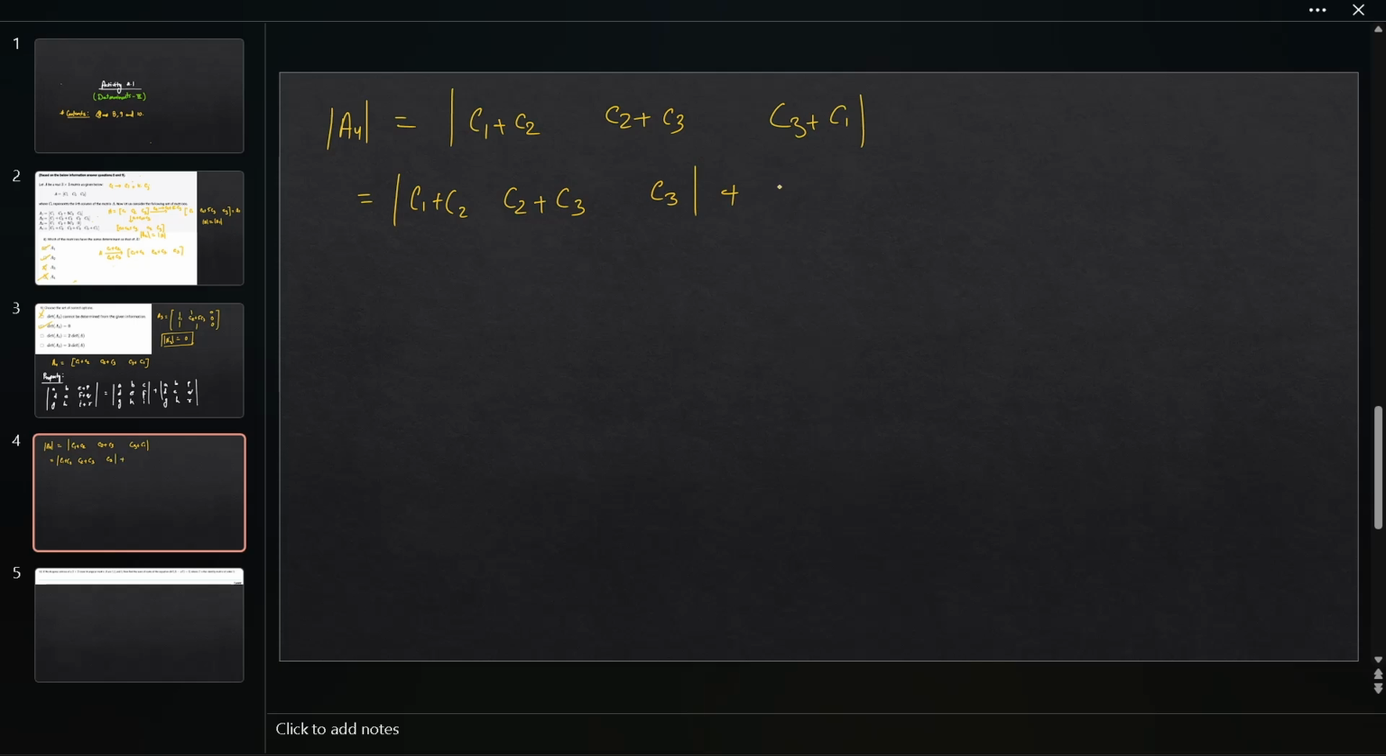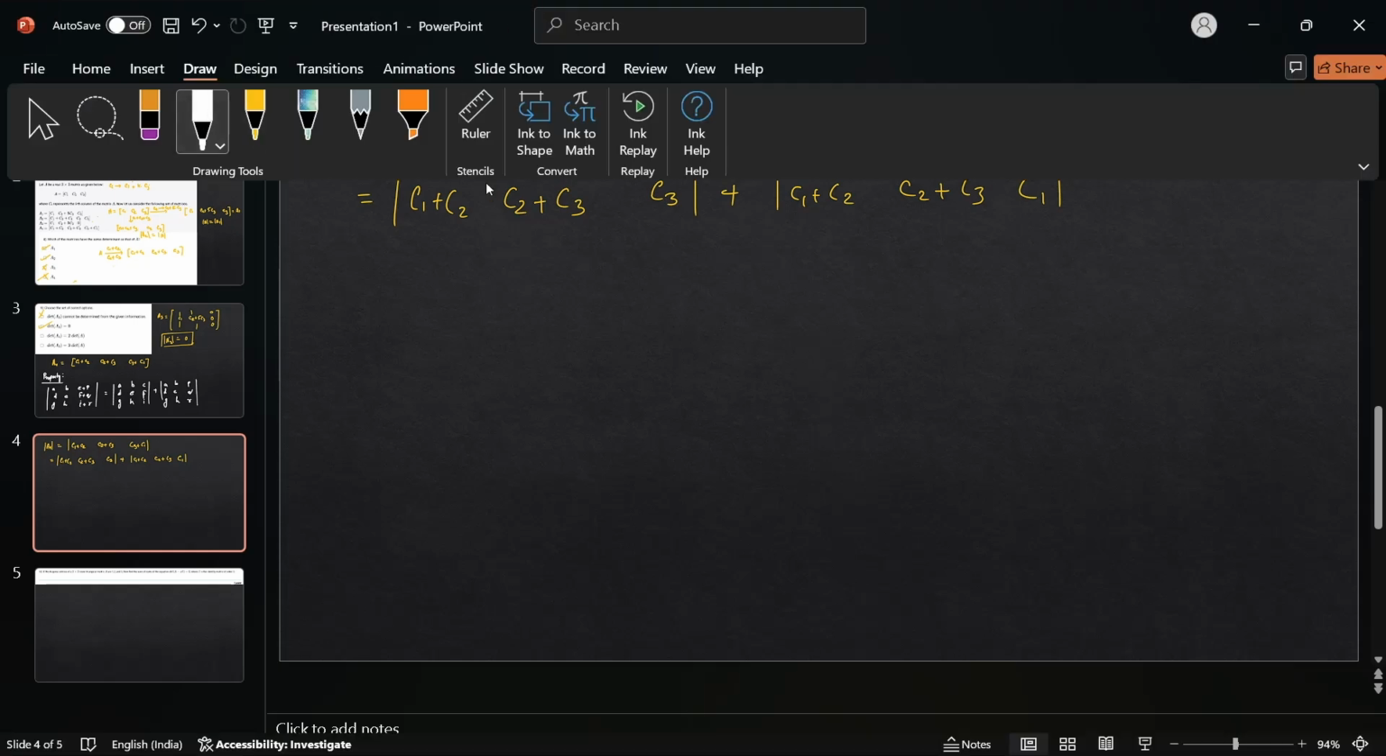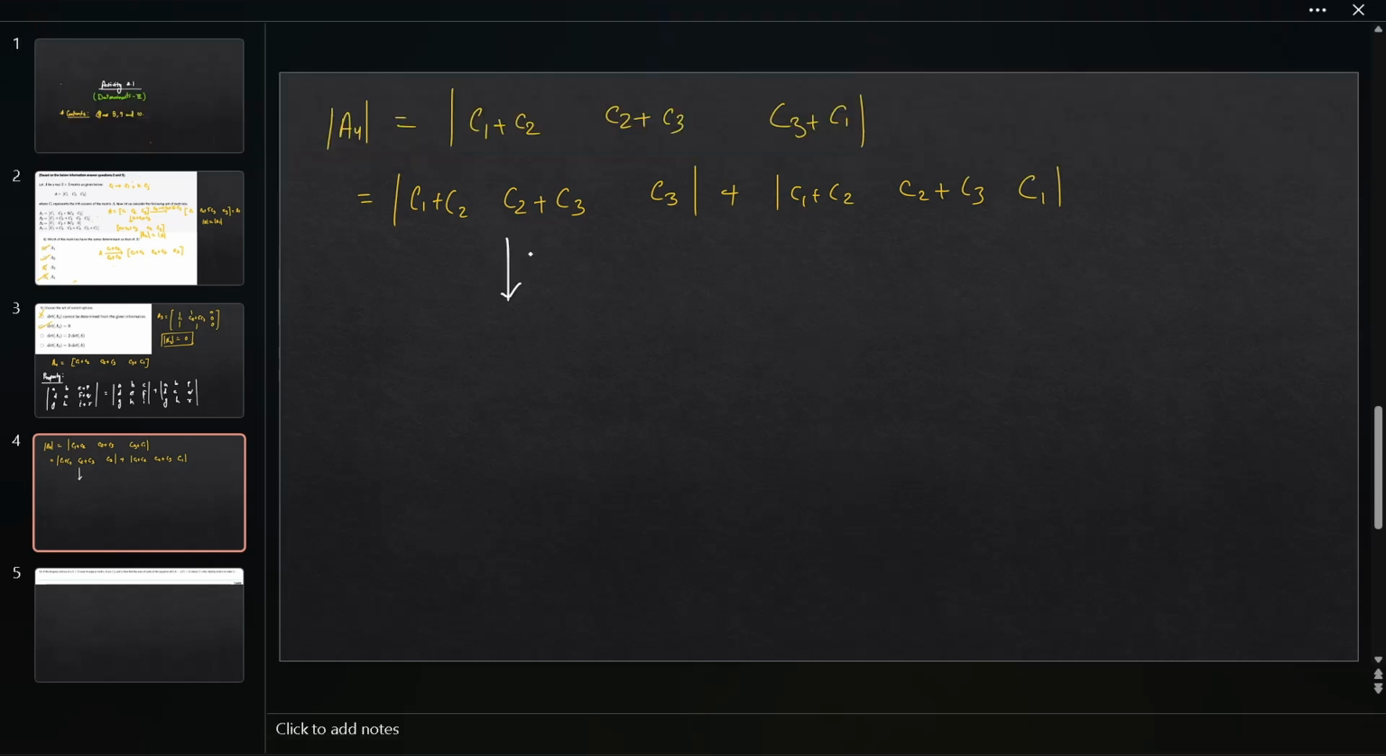And the second part is C1 plus C2, C2 plus C3, and here I just have C1 with it. Okay, so now we can apply some of the column operations over here. So here what I'm going to do is I will subtract column 3 from column 2. That means I'm going to do column 2 minus column 3.